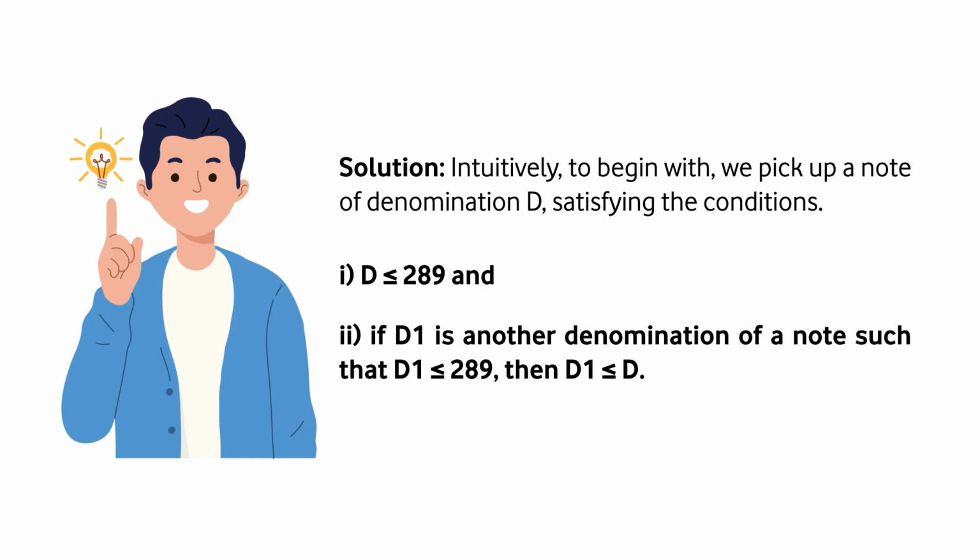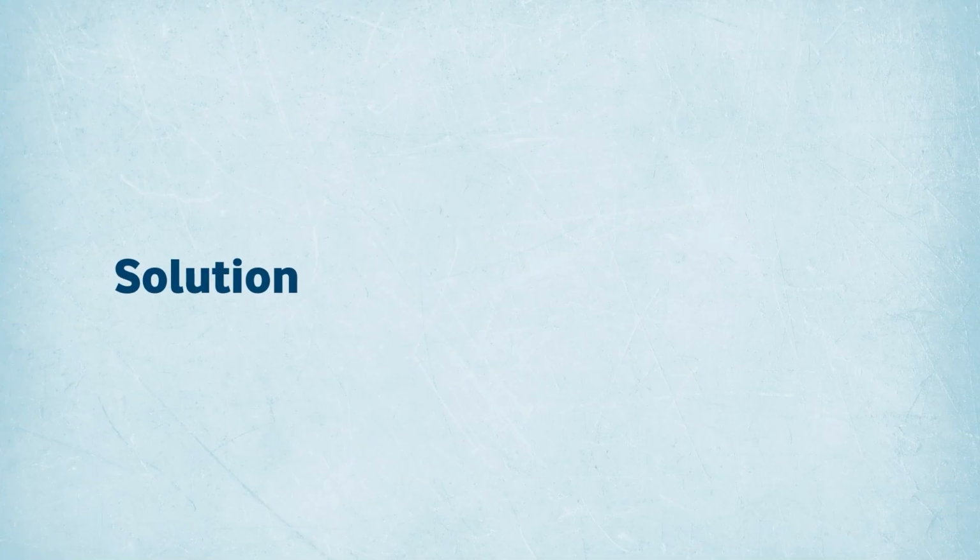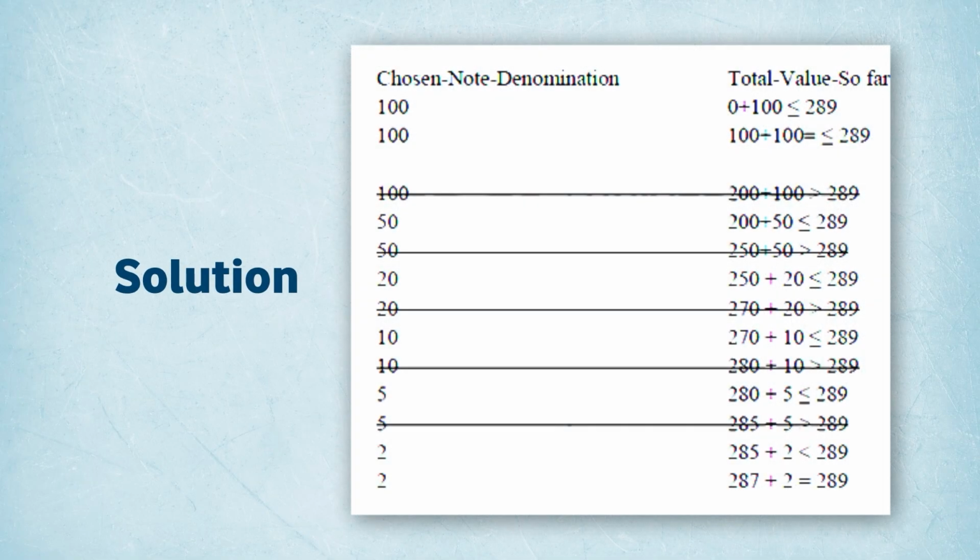Suppose the maximum denomination that can be added here is 100, because you cannot add 500; if you add 500 it will become greater than 289. So when you select 100, the next one you can select is less than or equal to 100.